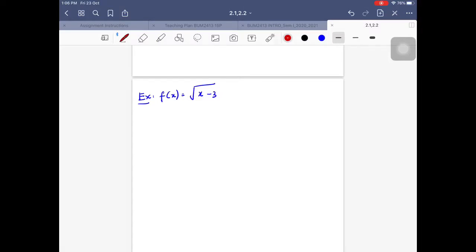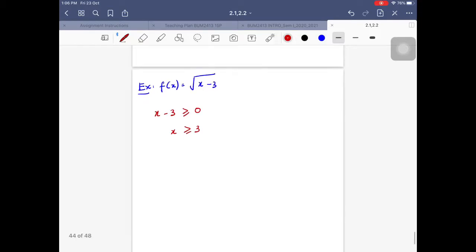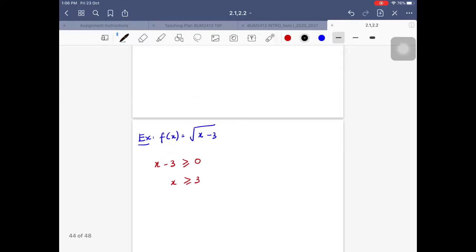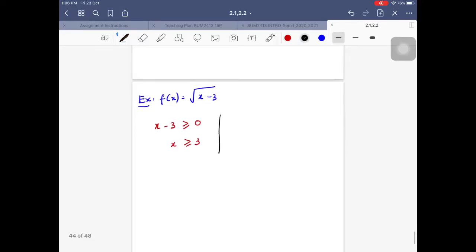So I have a function f of x equals square root of x minus 3. Remember the domain for square root: when we have a square root, the limitation is that it cannot be negative. So my x minus 3 should be greater than or equal to 0. The smallest value is going to be 0. So my x value should be greater than or equal to 3. Therefore, when you sketch, it's going to start from 3 until infinity. That is my domain.